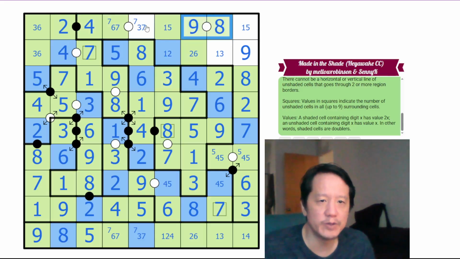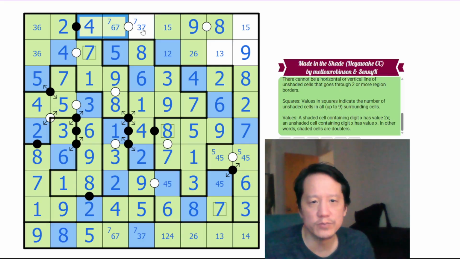Can this not be part of this region? The answer is no, because this would go that way. This 9 would have to go out this way and would connect to this. So this is all part of the same region. Interesting. So this is all part of the same region.